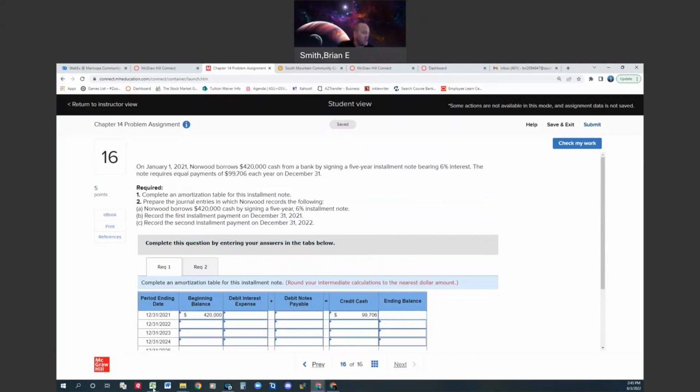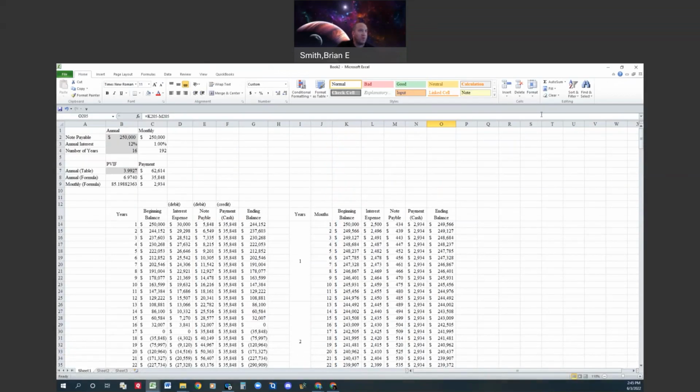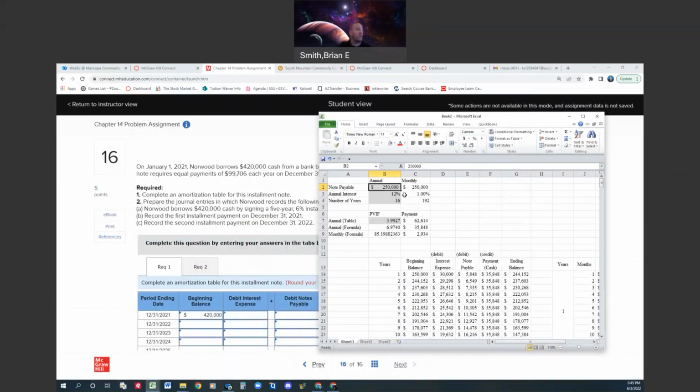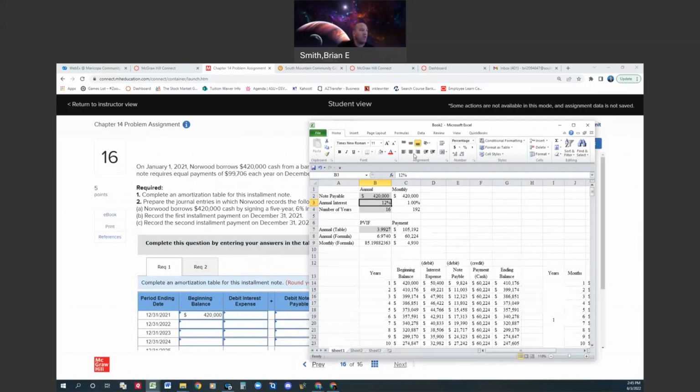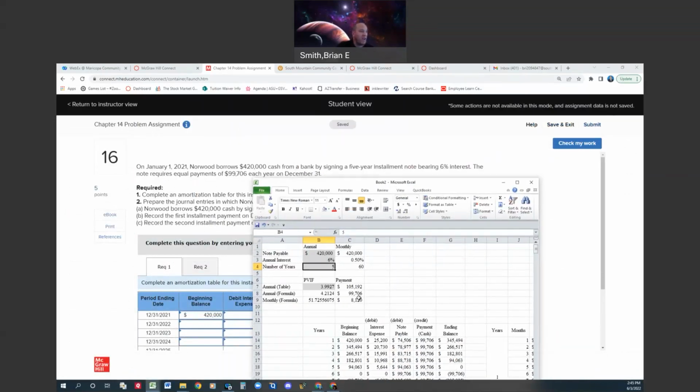This is interesting because I'm going to pull up the work we did in the snippet I made on how to make these. Let's go ahead and just plug these numbers in. I'm just curious to see. We're going to hit 420,000. It is a 5-year note, and 6% interest. So let's see. Look at that. What was the payment on that? 99,706. Look at that. 99,706.